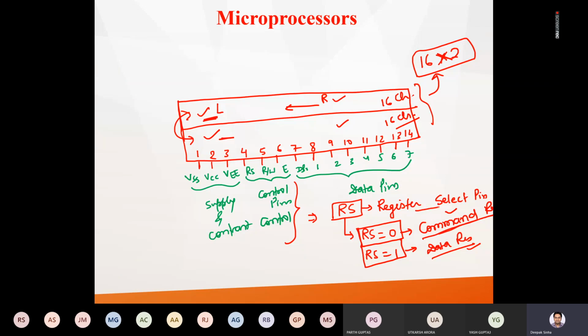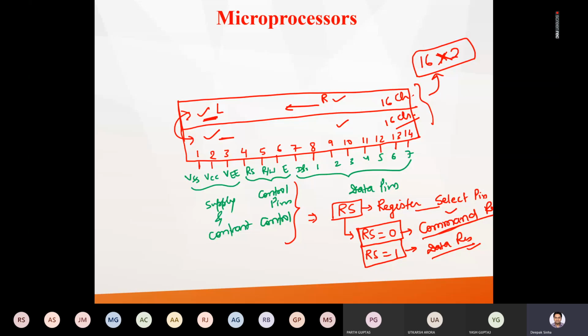So this is the register select pin. The value will be based on whether you are going to give the command to the LCD or you are giving the data. So you want to access the command register or the data register. Based on that, the value will be taken as RS equal to 0 or RS equal to 1.